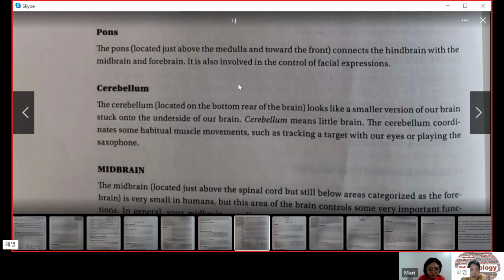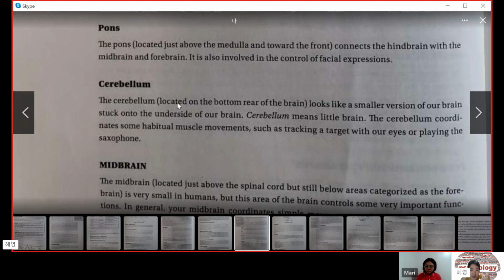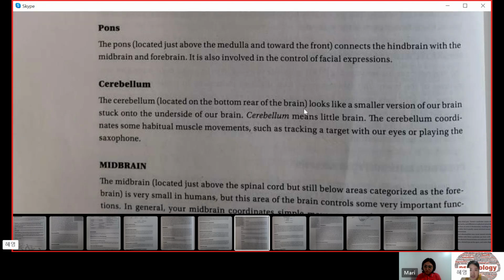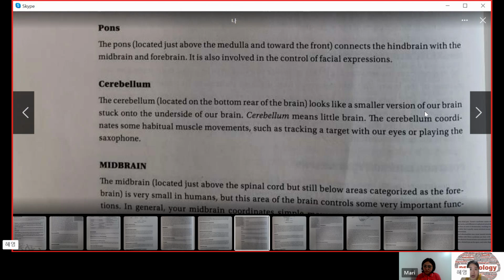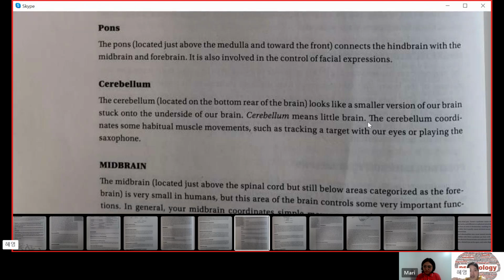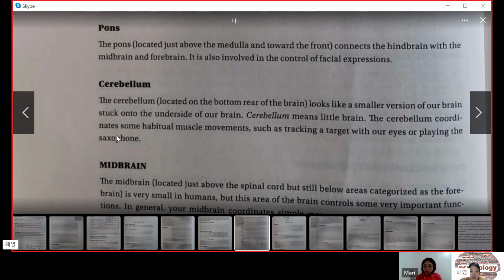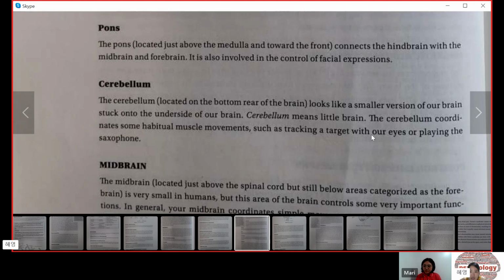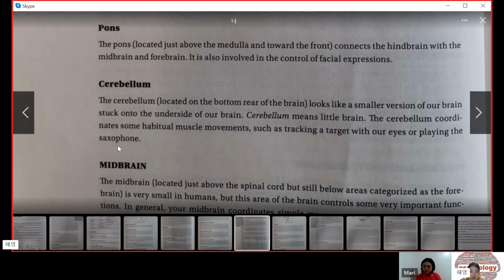And cerebellum, which is located on the bottom near the back of the brain. It looks like a smaller version of our brain stuck onto the underside of our brain. Cerebellum means little brain. Yeah, little brain, small brain. The cerebellum coordinates some habitual muscle movements such as tracking a target with our eyes or playing the saxophone.